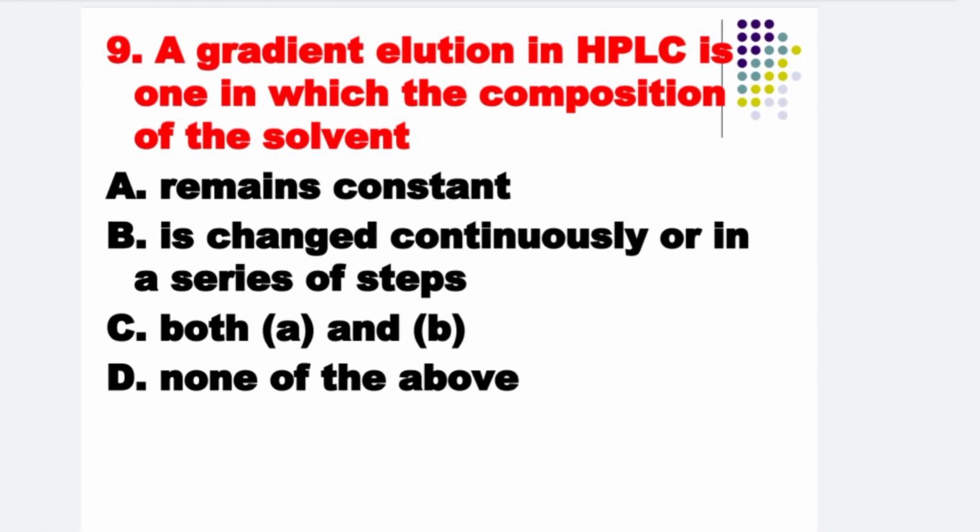Next is a gradient elution in HPLC is one in which the composition of the solvent option A, remains constant; option B, is changed continuously or in a series of steps; option C, both A and B; and option D, none of the above. The answer is option B.